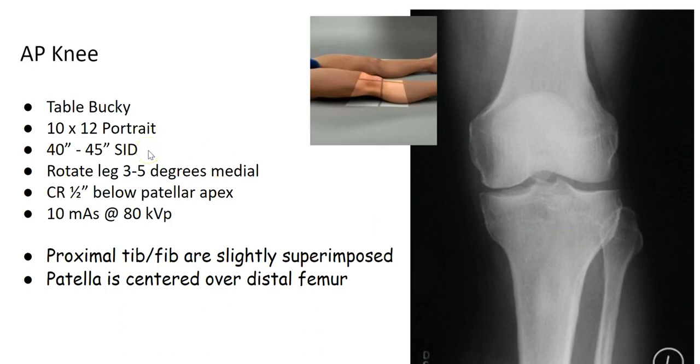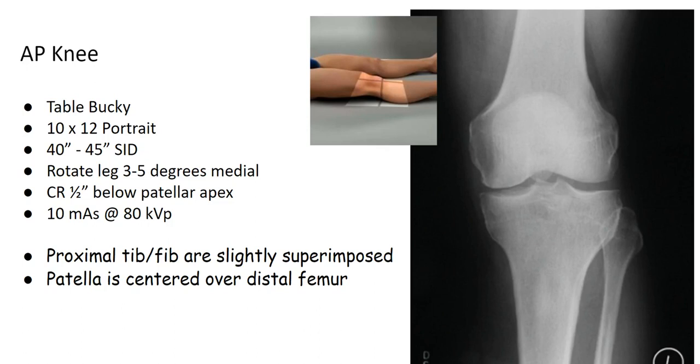Remember, in our lab with our Siemens equipment, we're going to use 45 inches SID. Some departments may still be using 40 though, so just be flexible and know the SID at your clinical site. For a correctly positioned AP knee, you want to point the toes up at the ceiling and slightly rotate the leg 3 to 5 degrees medial.